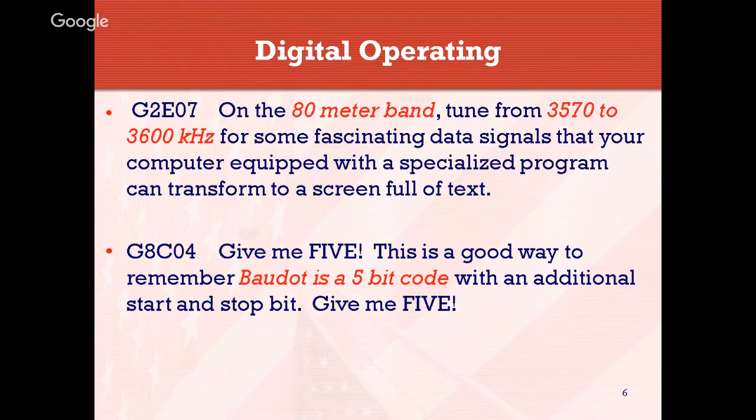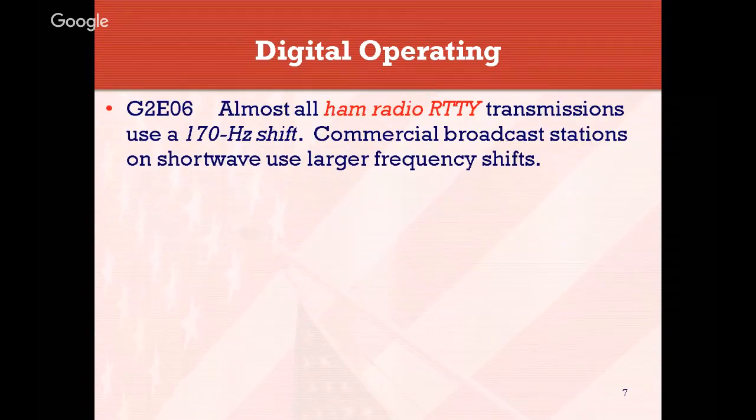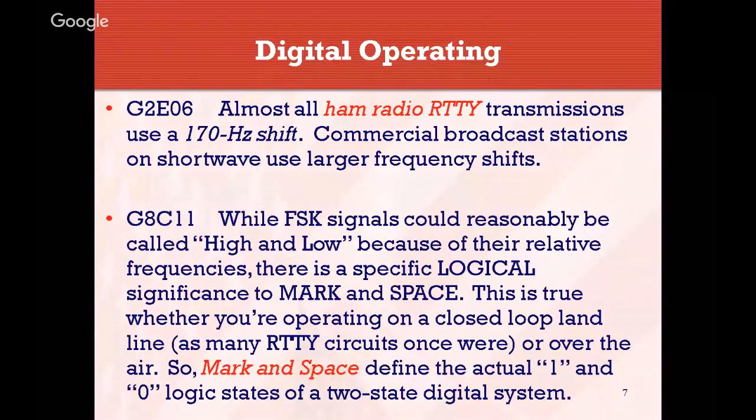Every once in a while, a slide will pop up that is a little cryptic for me, and if I'm not looking at the book, I don't know what it is actually talking about. So almost all ham radio RTTY transmissions use 170 hertz shift. Commercial broadcast stations on shortwave use larger frequency shifts. While FSK signals could reasonably be called high and low because of their relative frequencies, there is a specific logical significance to mark and space. This is true whether you're operating on a closed loop landline, as many RTTY circuits once were, or over the air.